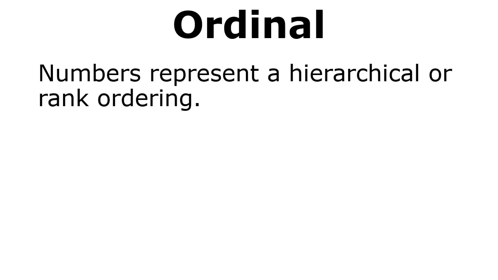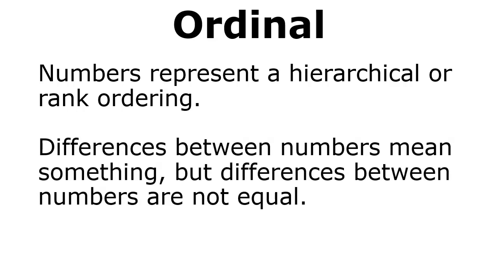So let's take a look at ordinal data. Ordinal data are where the numbers represent a hierarchy or some kind of rank ordering, so different from nominal. And the differences between the numbers mean something, but the differences between them are not equal. So let me talk a little bit about some real common examples of ordinal data.